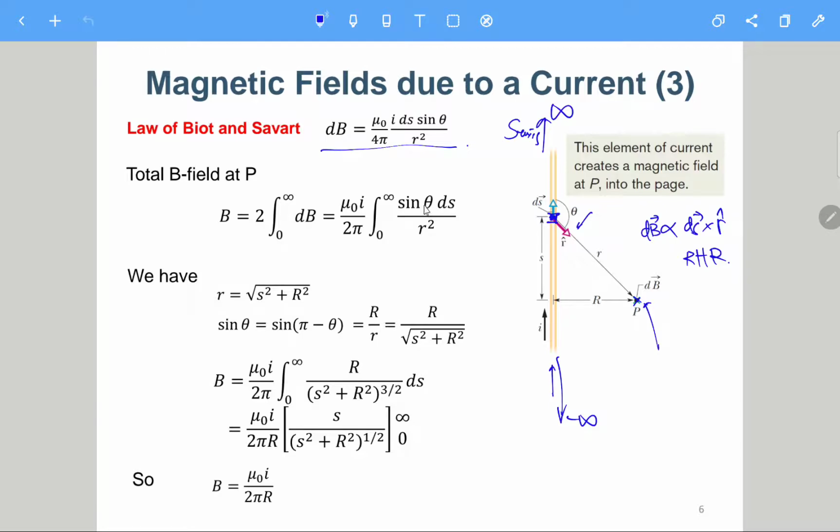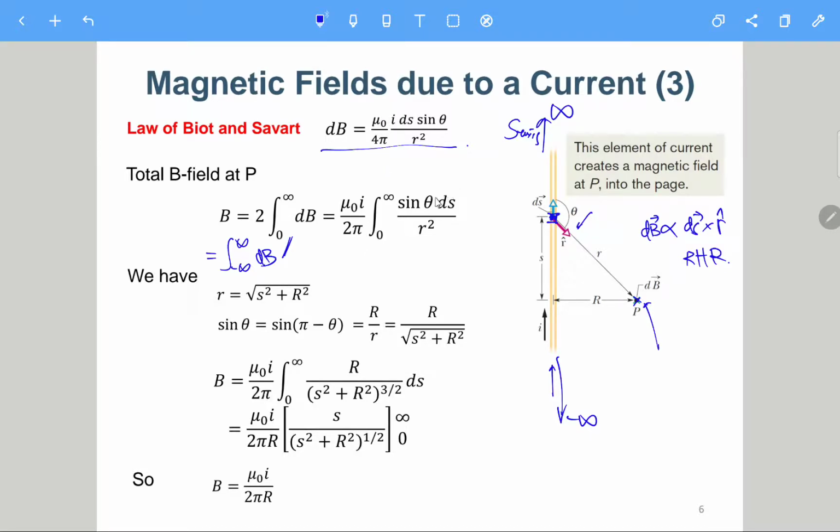So now we can just ignore the direction at this moment, and we only consider the scalar form of the Biot-Savart law. So B will be 2 times the integral from 0 to infinity of dB, or actually it equals the integral from minus infinity to infinity of dB. So going back to here, it will be 2 times this integration from 0 to infinity. Now we can substitute this term into here. So 2 and 4 can be cancelled, so we have 2 pi.